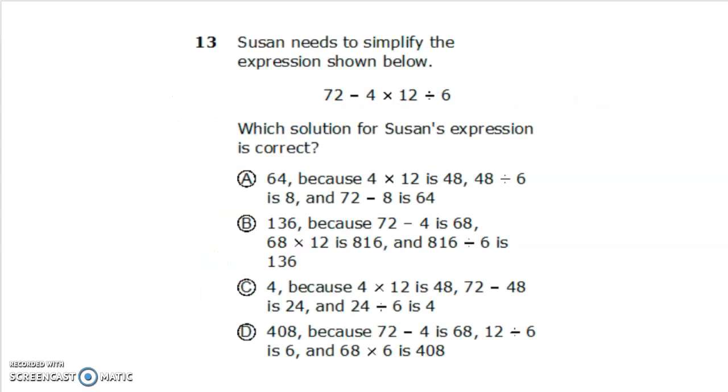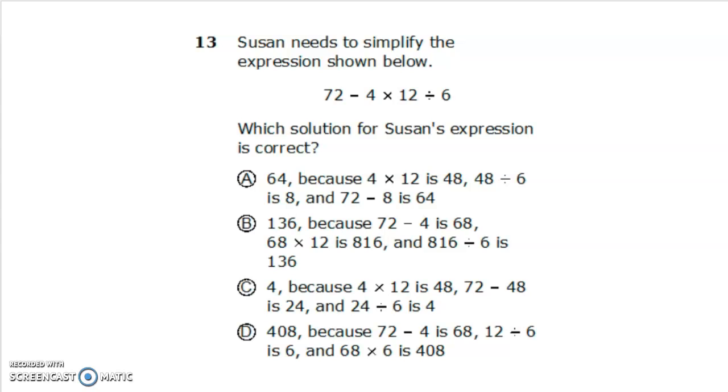Number 13. Susan needs to simplify the expression shown below. 72 minus 4 times 12 divided by 6. Which solution for Susan's expression is correct? A, 64, because 4 times 12 is 48. 48 divided by 6 is 8, and 72 minus 8 is 64.